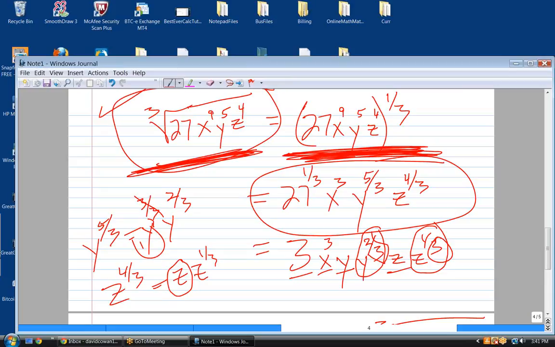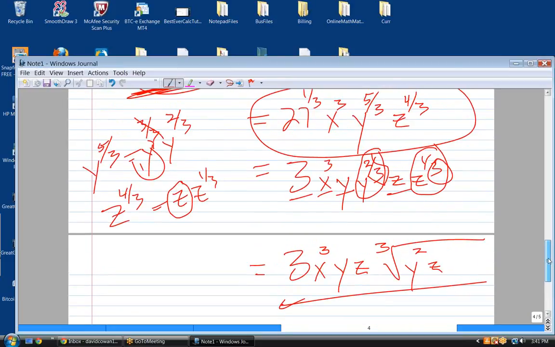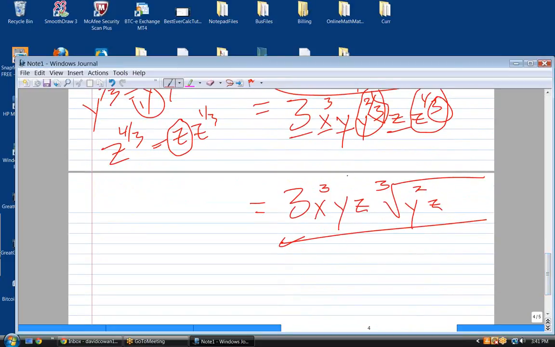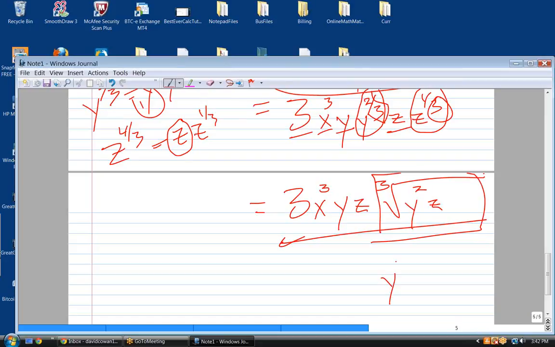Your problem had the radical sign, right? Yeah. So you want to give it back with the radical sign, and that means you have to pull out part of that y, the y that was to the 5/3. You need to pull it out as a y, and then a y to the 2/3 left. Understand that this here is the same as y to the 2/3 times z to the 1/3.